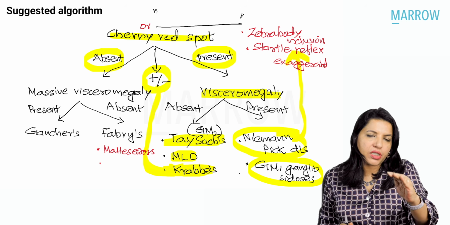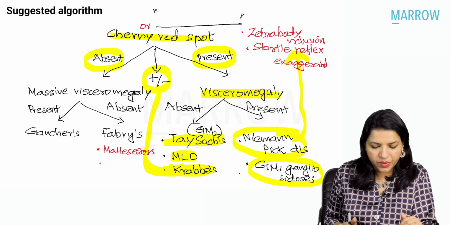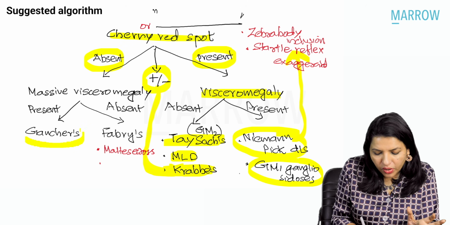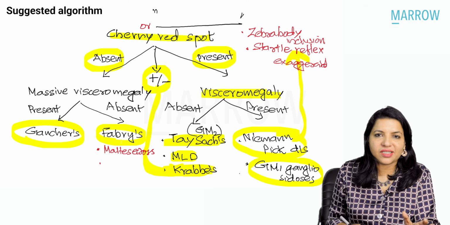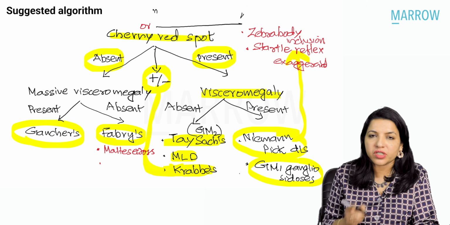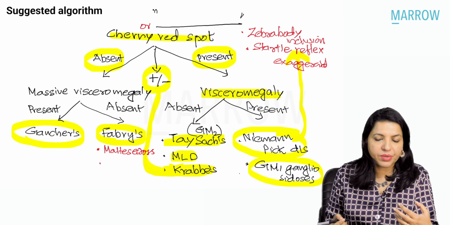Now, if the cherry red spot is absent, if it is given that there is no cherry red spot, then you are confined only to two: Gaucher's disease and Fabry's disease. That is how we learn: my girlfriend has no cherry red spot. The girlfriend stands for G and F, that is Gaucher's disease and Fabry's disease.